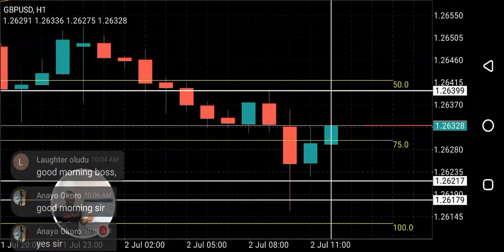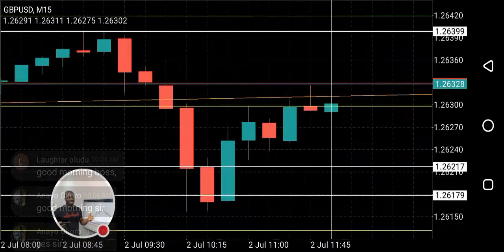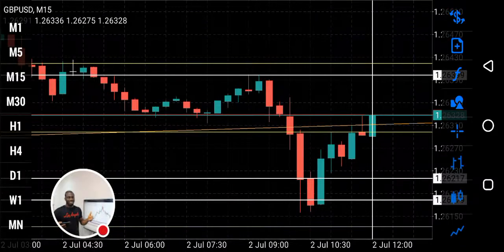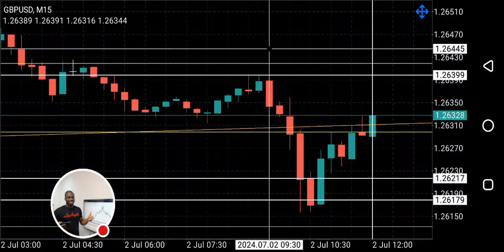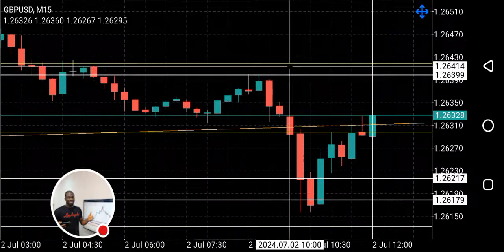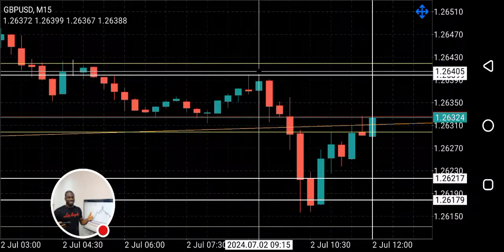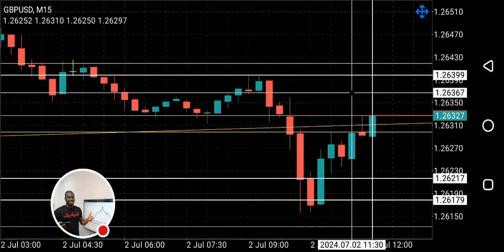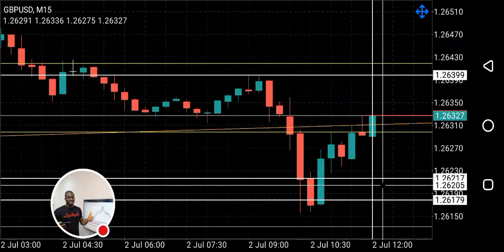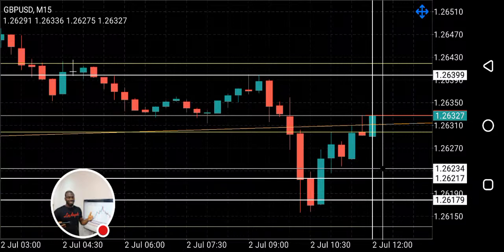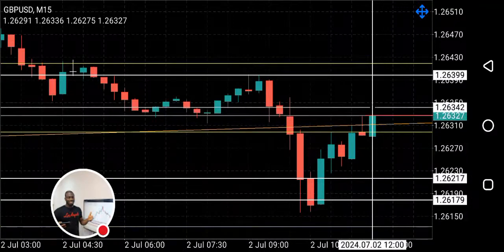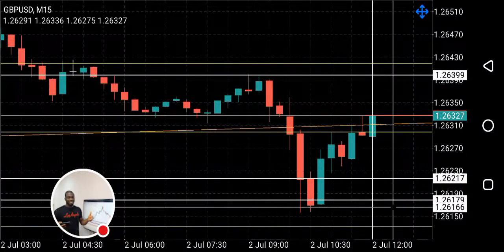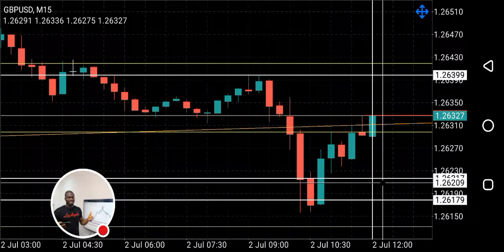We could just go down to 15 minutes to see if there was a shift in market structure on 15 minutes. Okay. Shift in market structure has not occurred on 15 minutes. The shift in market structure would occur at this point. If a candle closes above this level, that will be a shift in market structure. And after the shift in market structure, wait for price to pull back to this zone. Now, if you want to buy from the current market price, we know after a shift in market structure, price is likely going to pull back into this zone.